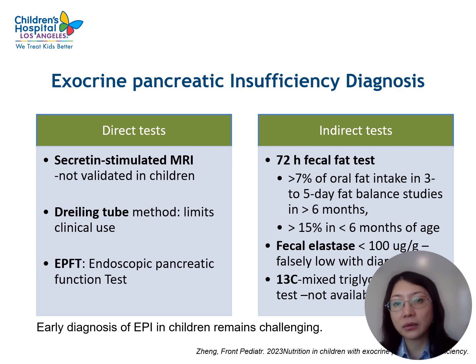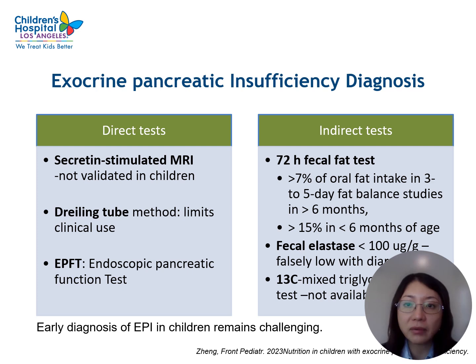Indirect tests include the 72-hour fecal fat test. For this test, you need to record 72 hours of oral fat intake, and you also need to collect 72 hours of feces. Then you measure the fat content in the feces and calculate the percentage of fat not absorbed by the GI tract. If the percentage is above 7%, then you consider the patient has EPI. For infants less than 6 months of age, the percentage needs to be above 15%.